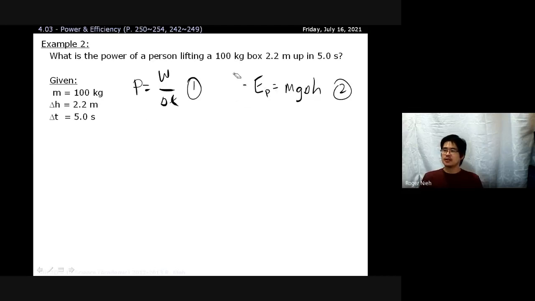Another way of seeing this is that work by definition is change in energy. That is true. Work is equal to change in energy. But remember, you started from the ground level, and at ground level your mgh is equal to 0. So that's why you're left with just mgh at the top when you sub in equation 1 into equation number 2. So work, which is equal to E_PF, if you want to call it that, is equal to mg delta h. When you sub them in, you end up with P is equal to mg delta h all over delta t.